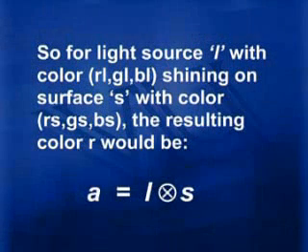That would result in the modulated colors. So for the light source L, with color RL, GL and BL, shining on a surface S with color RS, GS, BS, the resulting color R would be calculated as R equals L component by component multiplied by S. You can see that the same symbol that we discussed earlier is being used here, a cross which is encircled. This is not simple multiplication; it symbolizes component by component multiplication of the two, L and S, for all three factors R, G and B.